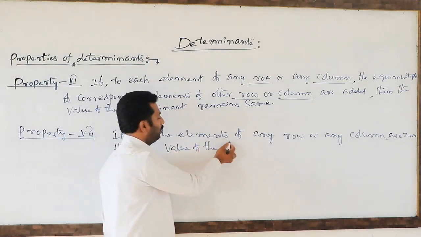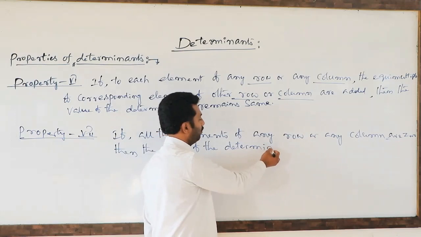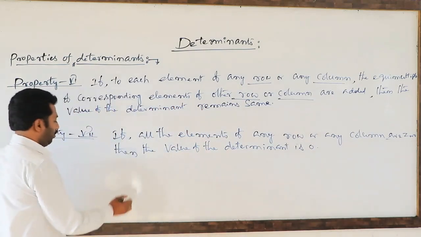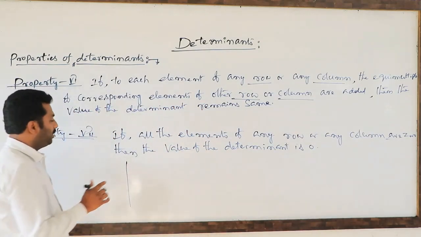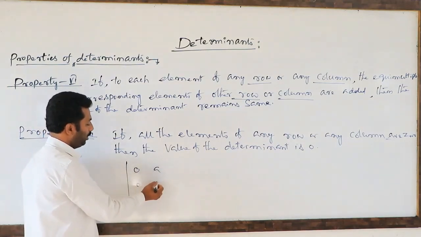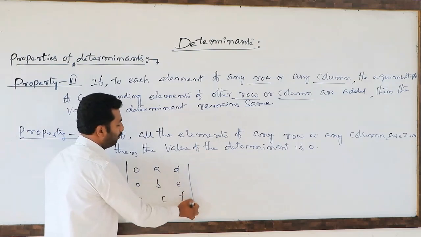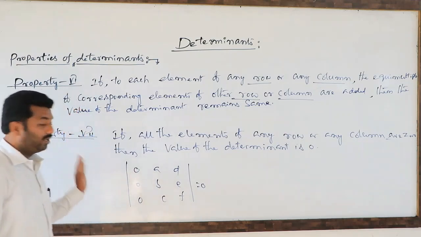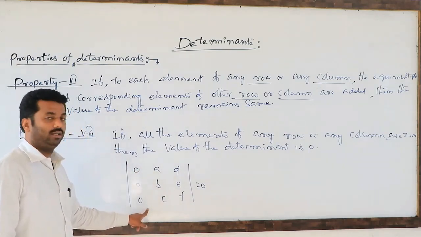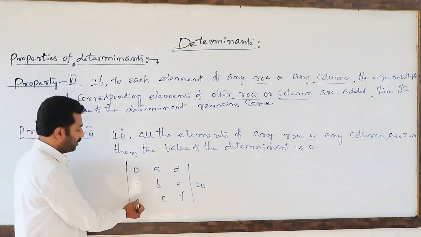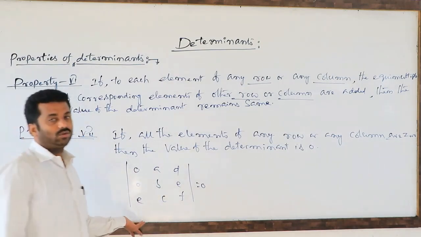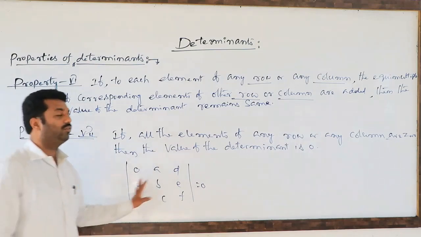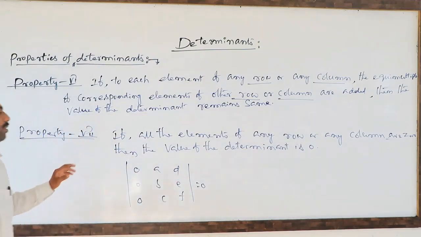Then the value of the determinant is 0. If all the elements of any row or any column are 0, suppose 0, 0, 0 with A, B, C, D, E, F below, this is always 0. Not only any row, any column as well: if all the elements of a row or column are zeros, then 100% the determinant will be 0 only. So this is the next property.